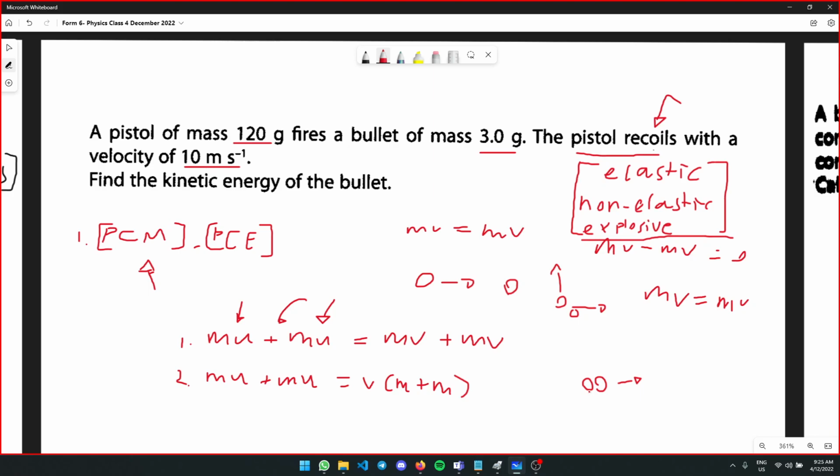Together. They stick together. That means they have the same velocity. And then the type explosive. Explosive means, for example, there's an energy being given in one direction, and there's an equal amount of energy given in the other direction.